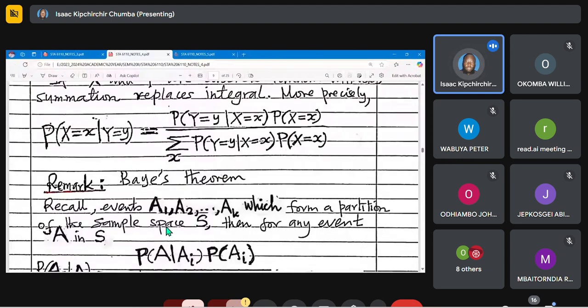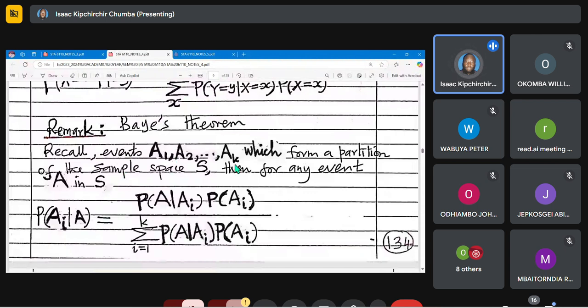Recall if we have events A1, A2 up to AK, which form a partition of the sample space S, then for any event A in S, all these K events plus this A are defined on the same sample space. So if we want the probability of Ai given A, it will be the probability of A given Ai times the probability of Ai, and then you sum the numerator over the events, all the K events, i equals 1 to K.